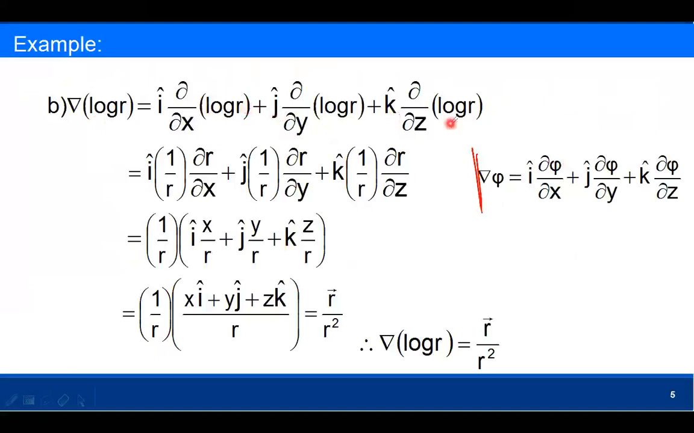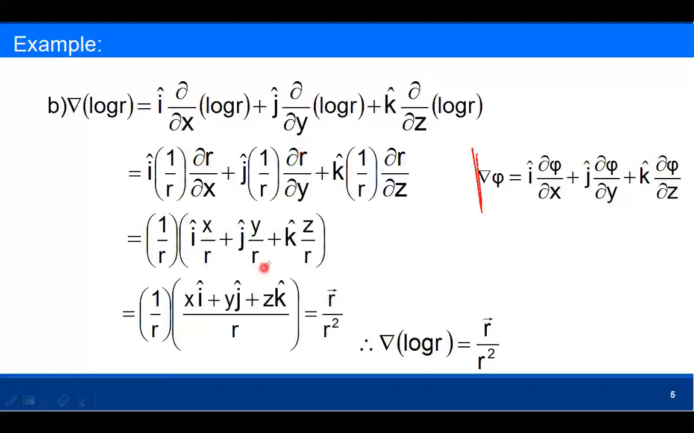Since log x derivative is 1 by x, similarly log r derivative with respect to x is 1 by r into derivative of r, dou r by dou x, plus j, log r derivative with respect to y, that is 1 by r into dou r by dou y, plus k, log r derivative with respect to z, 1 by r dou r by dou z. So take out this 1 by r common. So already we calculated this. Dou r by dou x means x by r, dou r by dou y is y by r, dou r by dou z is z by r.